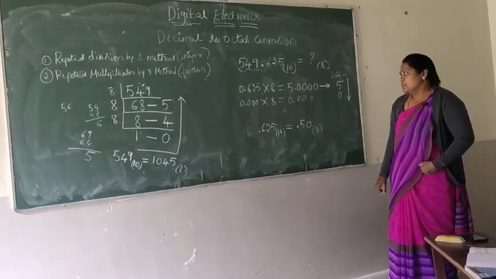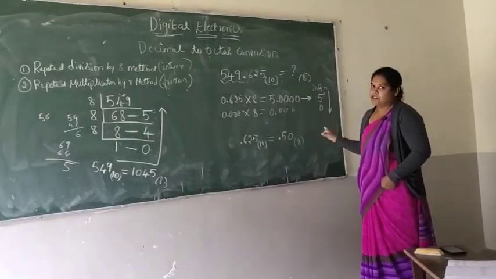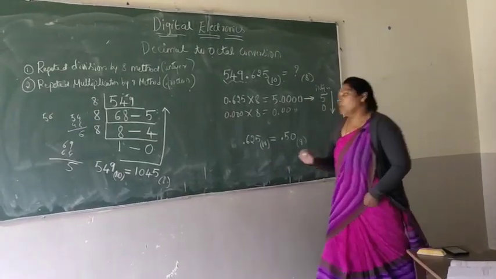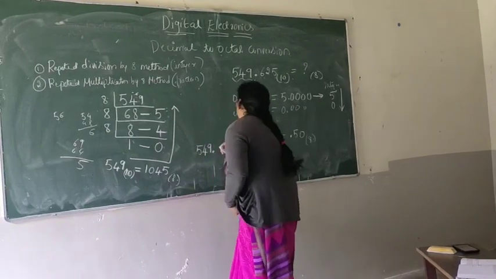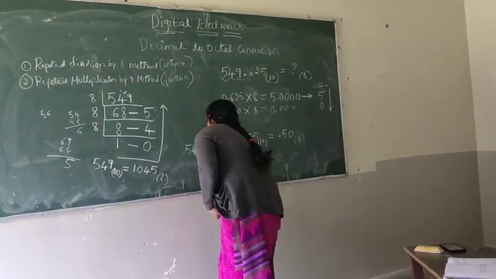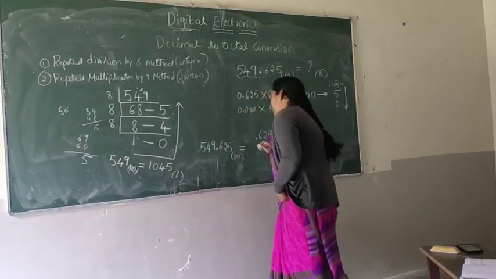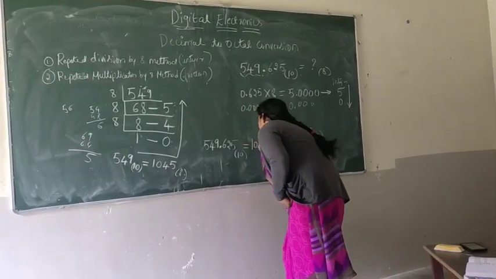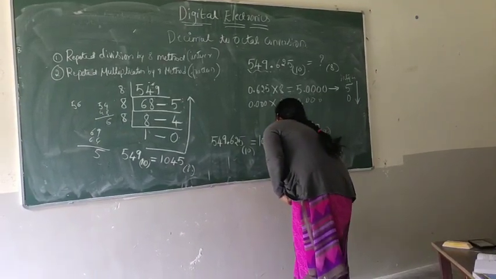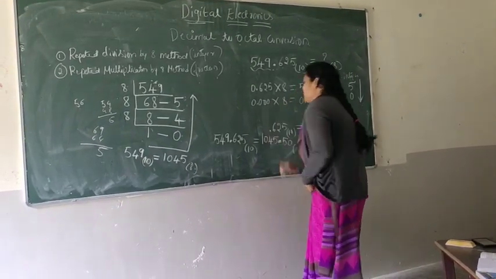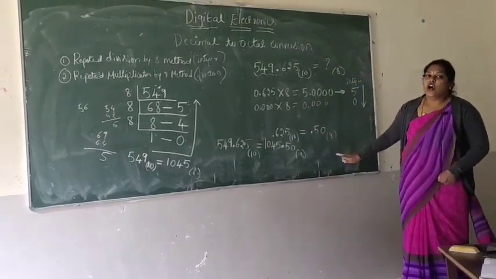Now you combine both. The integer part you have separated, the fraction part is separated, now you combine both. So what will you get? 549.625 in decimal is converted to 1045.5 in octal number system. This is the way you convert a decimal number to the octal number system.